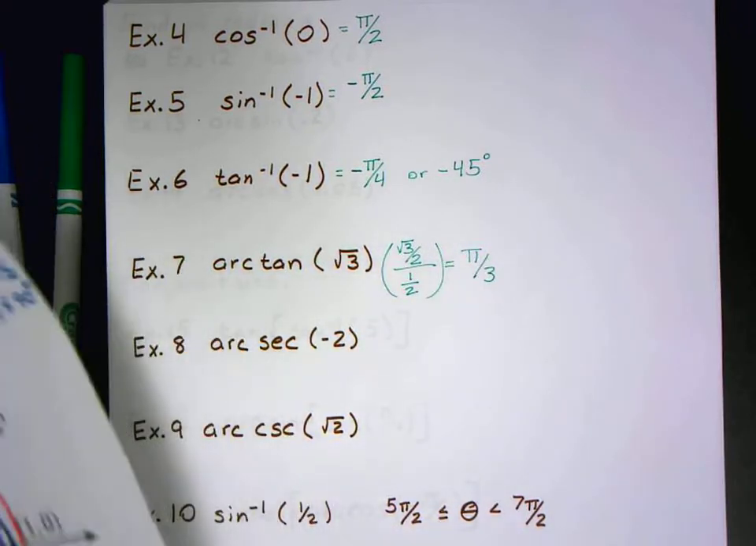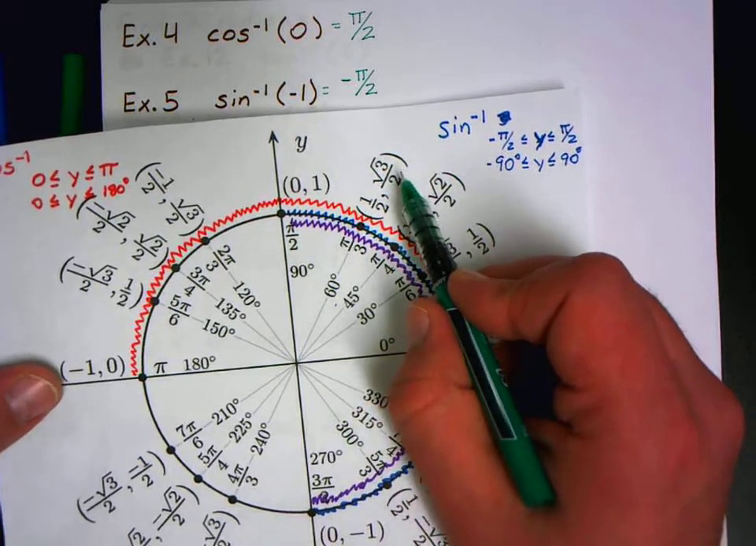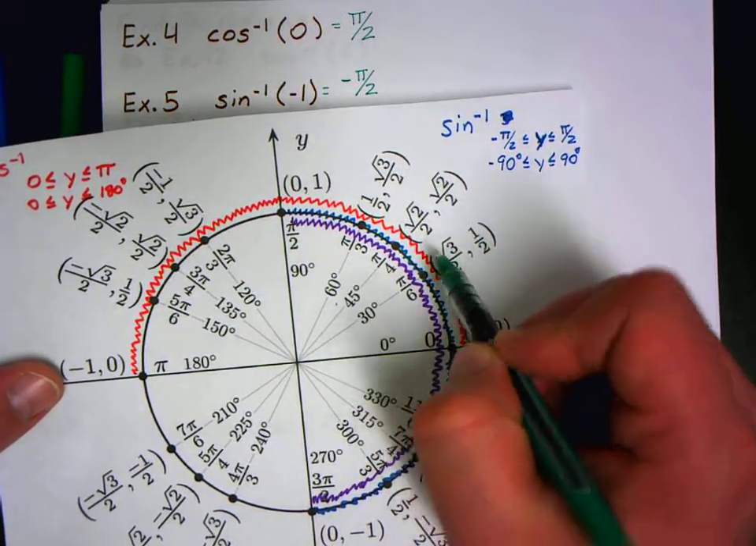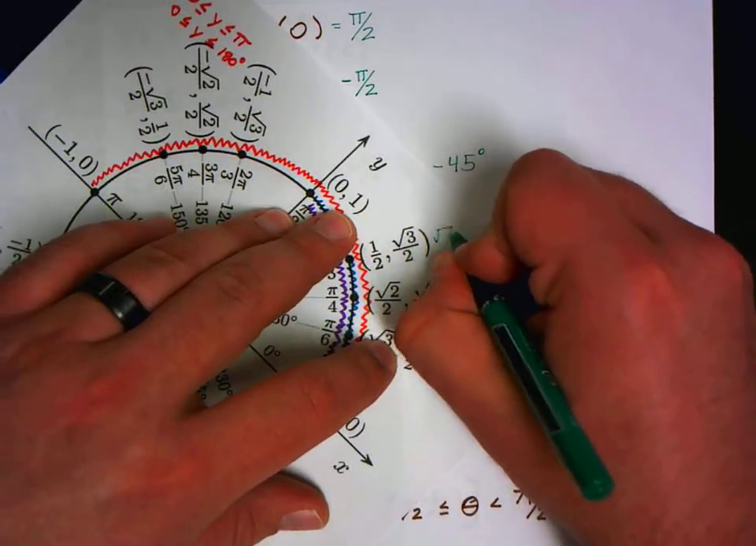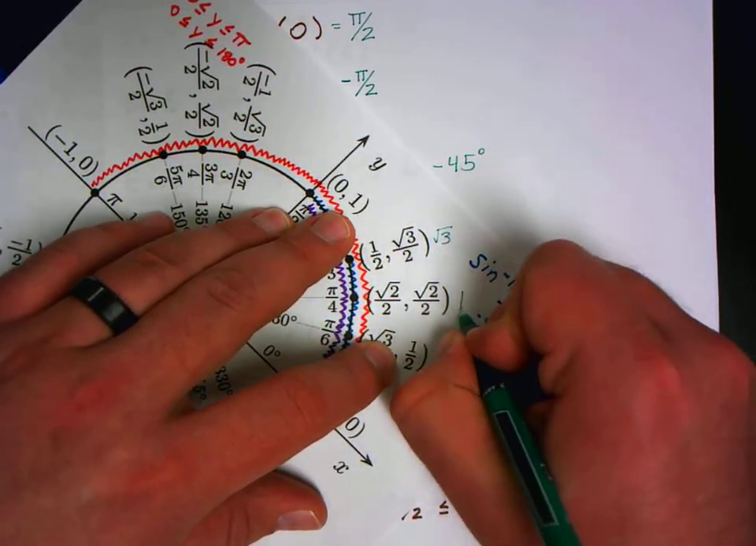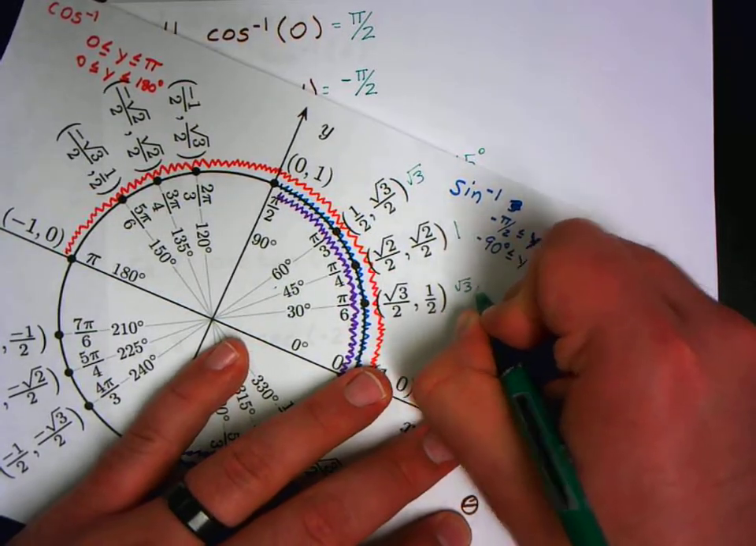And for some people who have difficulty with it, what I suggest is going through and dividing these. Divide each one and put it out to the side. So if I divide these two, I get radical 3. If I divide these two, I get 1. If I divide these two, I get radical 3 over 3.